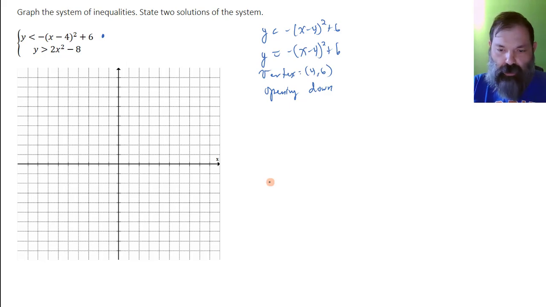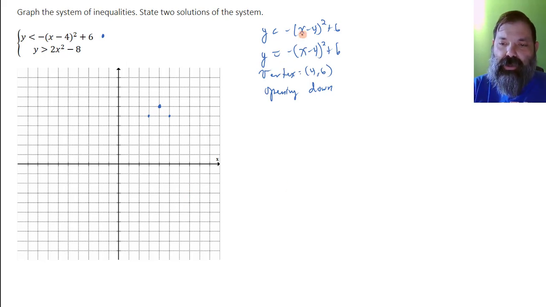So let's use a scale of ones on the axes. I'll plot the point (4, 1, 2, 3, 4, 5, 6). There's the point (4, 6), and it's opening down. Let's plot a few more points just to get a good idea for the shape. If x was 5, then I'd have 5 minus 4 is 1, squared is 1, negative 1 plus 6 is 5. So I'd have the point (5, 5). Then by symmetry, I'd have (3, 5).